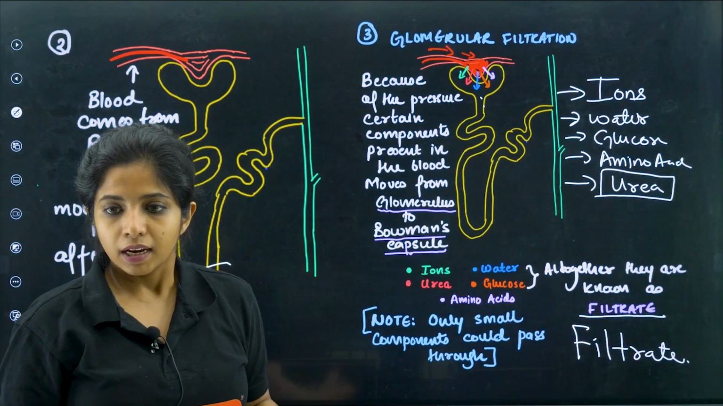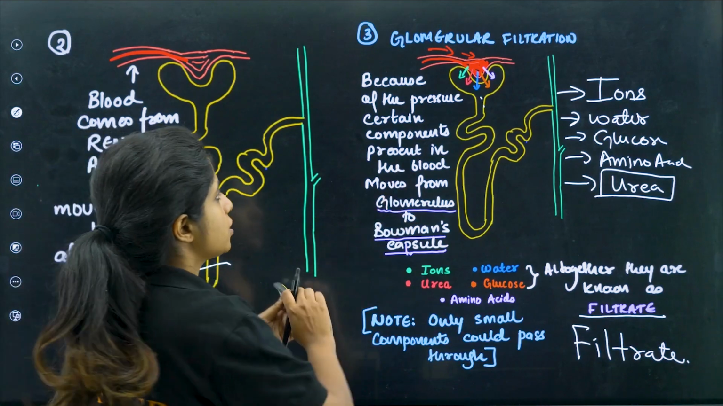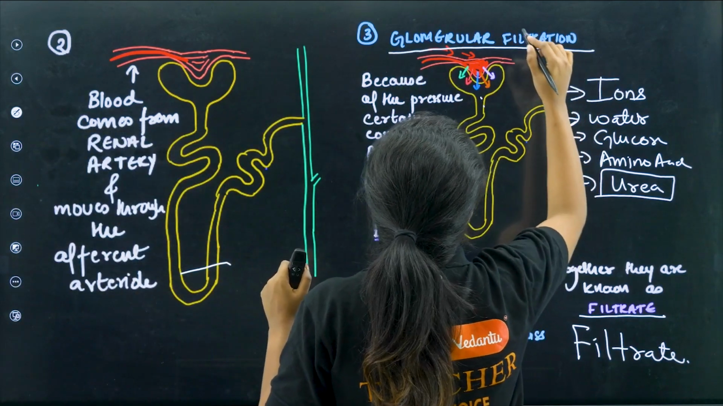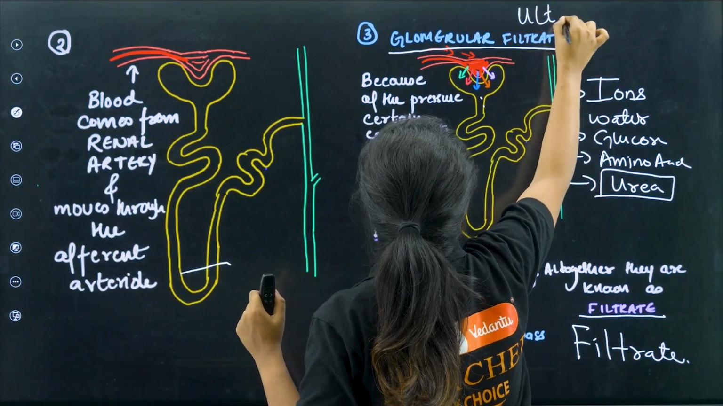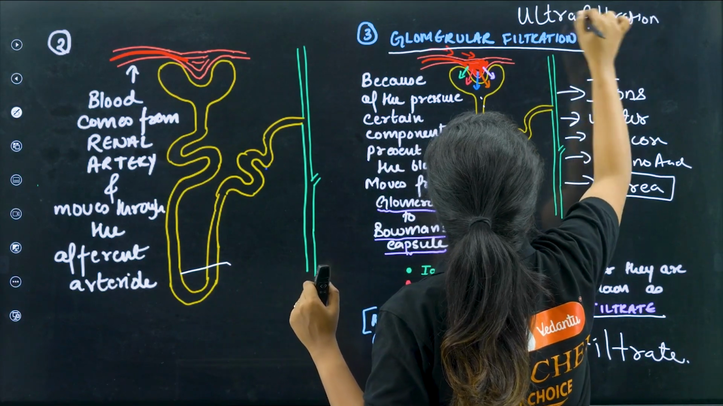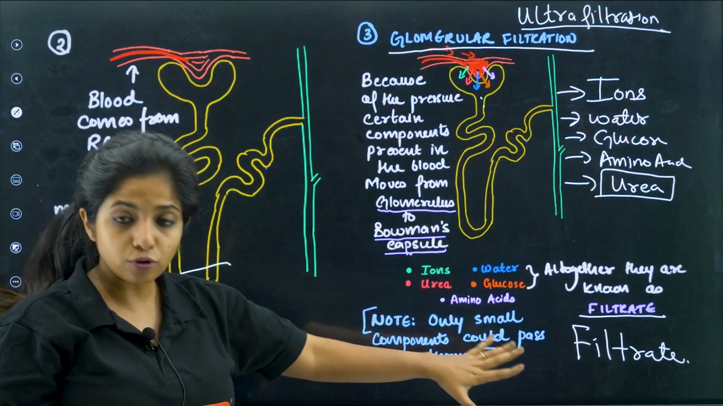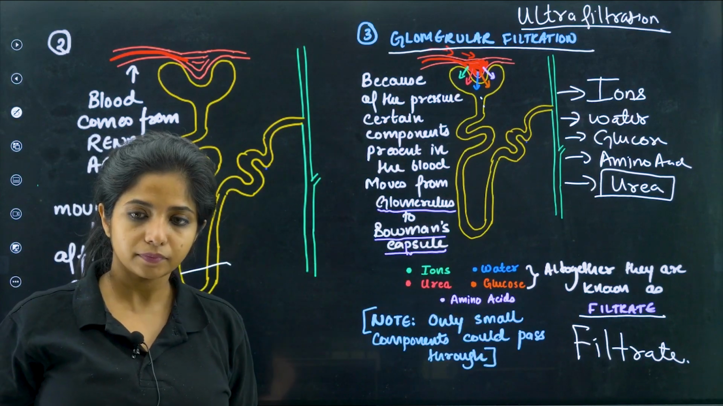Note that only small components could pass through. What do you call this process, children? You call this glomerular filtration, or you call it ultrafiltration. This is the first step of urine formation. If you are asked the first step of urine formation, this is it, and this is how you have to write the answer in points.